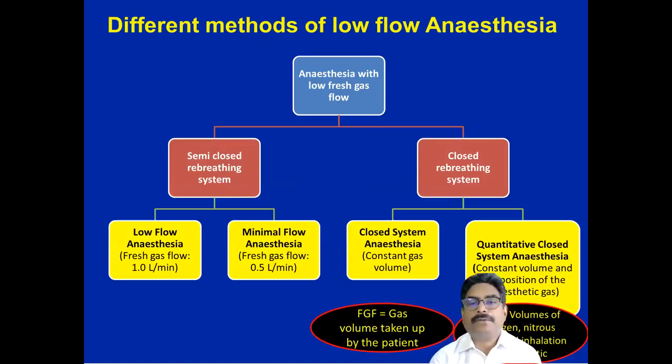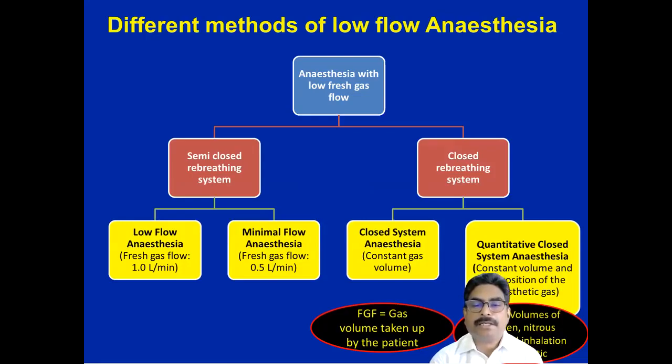So what are the different types of low flow anesthesia? Anesthesia with low fresh gas flow is divided into semi-closed rebreathing system and closed rebreathing system. In the semi-closed rebreathing system, there are two types. That is low flow anesthesia, that is when flow is equal to 1 liter per minute, and minimal flow anesthesia, when the flow is equal to 0.5 liter per minute. In closed rebreathing system, there are two types. That is closed system anesthesia and quantitative closed system anesthesia.